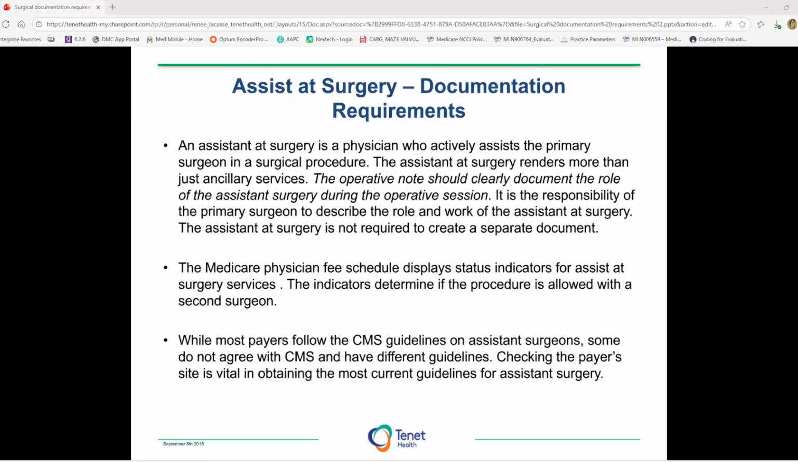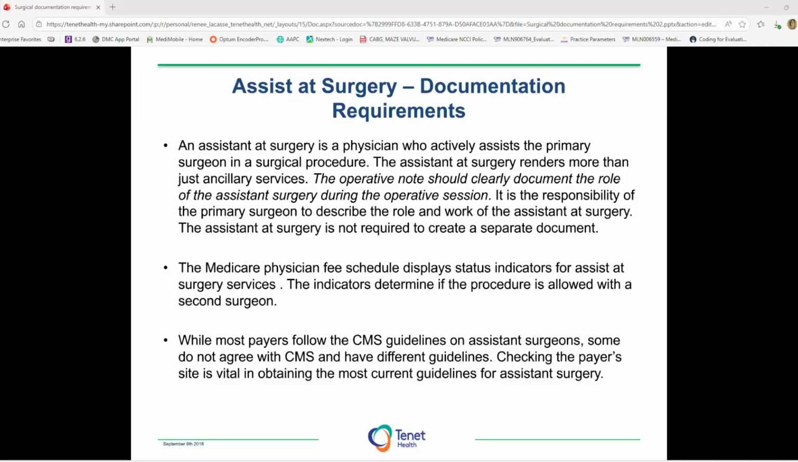An assist at surgery is a physician who actively helps the primary surgeon during the procedure. Their involvement actually goes beyond the basics of the ancillary task. The operative note must clearly state what the assist did during the surgery, and this will actually be the primary surgeon's responsibility for documenting what they did. There is no need for an assist to do any of their own separate documentation.